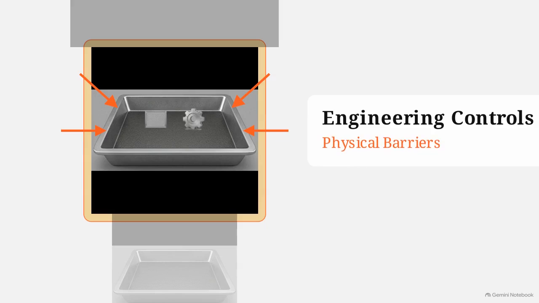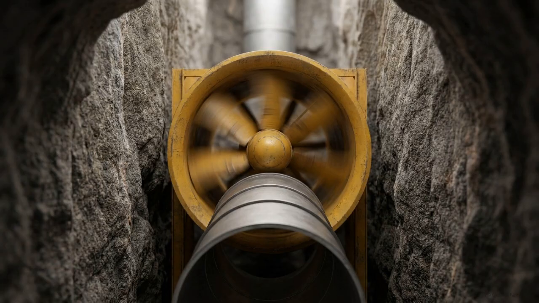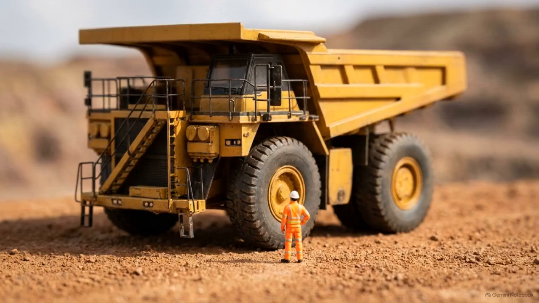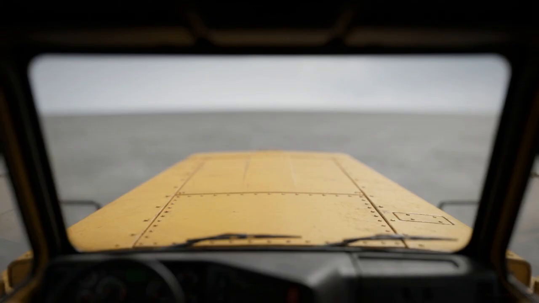This involves physically isolating or reducing the threat. Underground, this means installing large-scale ventilation systems to dilute toxic gases and implementing geotechnical ground support to lock rock masses in place and prevent rockfalls. On the surface, engineering controls take the form of collision avoidance telemetry on haul trucks to manage the massive blind spots that drivers face from the cab.